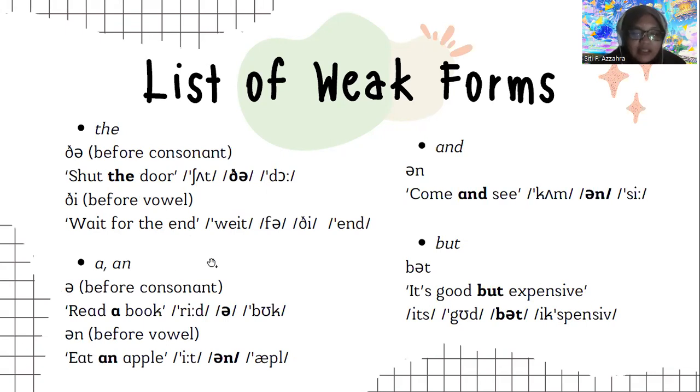Here, same with the, it has two different types of pronunciation. I'm sorry. If it's before a consonant, it will become a, like read a book. Or if it came before a vowel, it will become an, like eat an apple. N, A and N. And the next one we have is and. It is pronounced like n, like in come and see. And the next one we have but, like it's good but expensive.